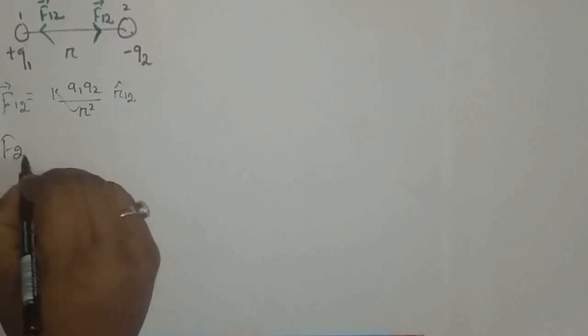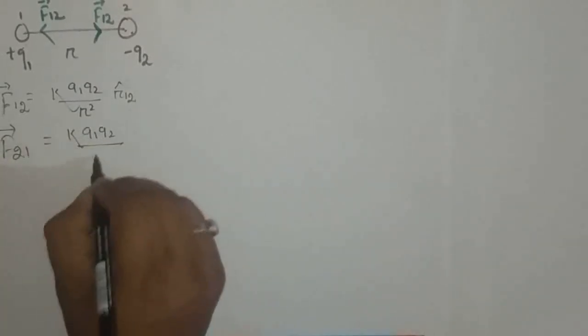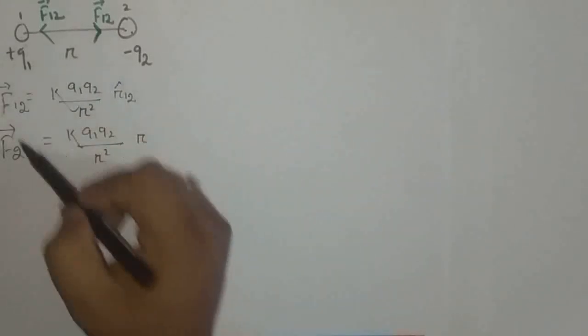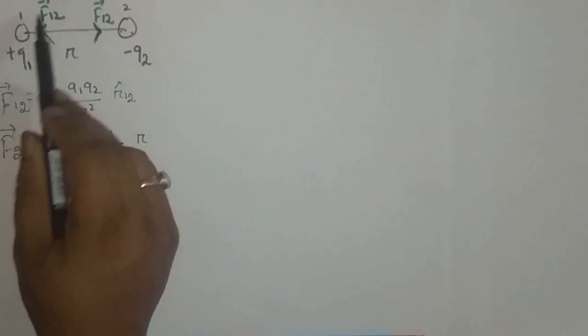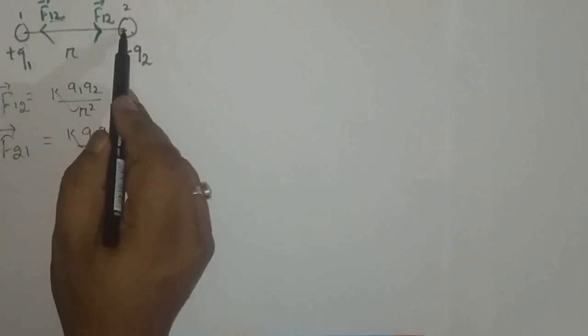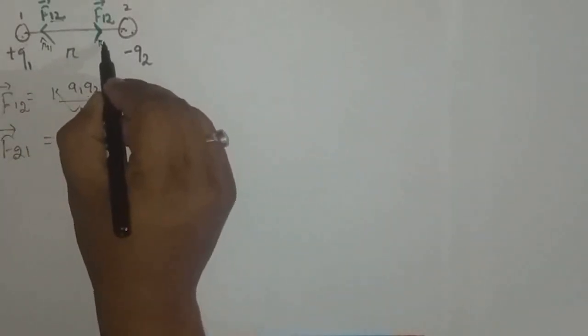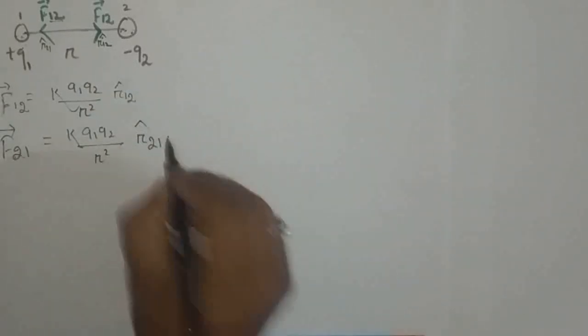If I go for F21, it is K Q1 Q2 by R square. Now, force acting on 2 due to 1 is pulling towards itself. That means this direction is 2 to 1. This direction is R21 cap, and that direction is R12 cap. So I think you got the idea of how the forces act on each other for opposite charges. That is the Coulomb's force.